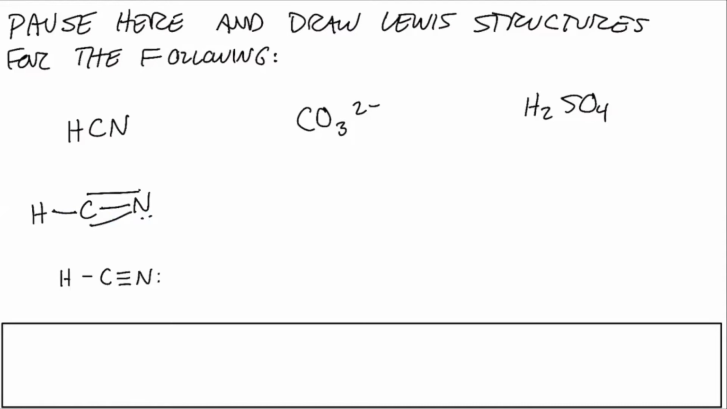For CO3 2 minus, in the case where we have a bunch of repeat atoms, I like to put whatever's first in the middle and then spread the rest around the outside. Just looks nicer that way. And again, you can do this any way that you like. I'm going to just follow this method that I have been, filling in the dots and connecting them.